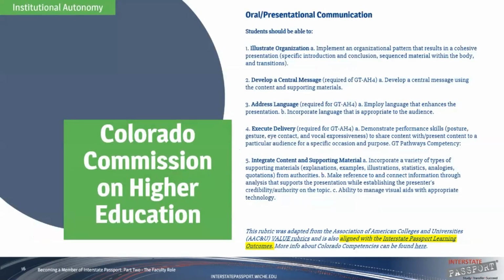Here's an example from the Colorado Commission on Higher Education. They had aligned their own oral presentational communication requirements at the state level with the AAC&U VALUE rubrics in oral communication, and then they examined those against the Interstate Passport learning outcomes and determined that if an institution had aligned their oral communication requirements with the requirements of the Colorado Commission on Higher Education, they would also meet the Interstate Passport learning outcomes. So that's a state level example.